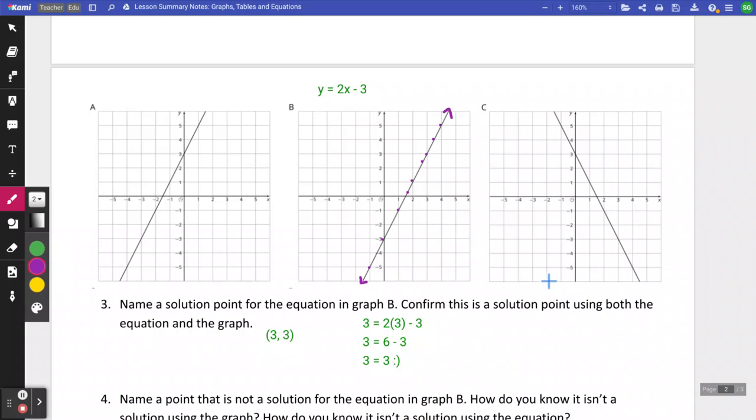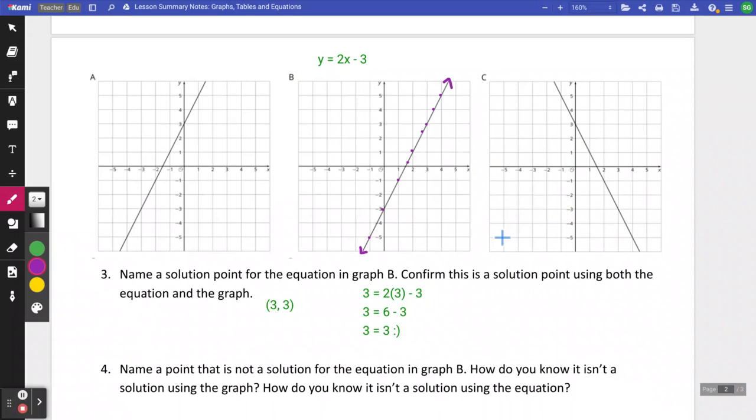See, we keep coming back to the substitution, and now we're also including this idea of it being on the graphed line. Number 4 is kind of the opposite. So still looking at graph B, can you name a point that is not a solution for the equation? How do you know it's not a solution using the graph? How do you know it's not a solution using the equation? Go ahead, pause the video, and think through question 4 on your own first.